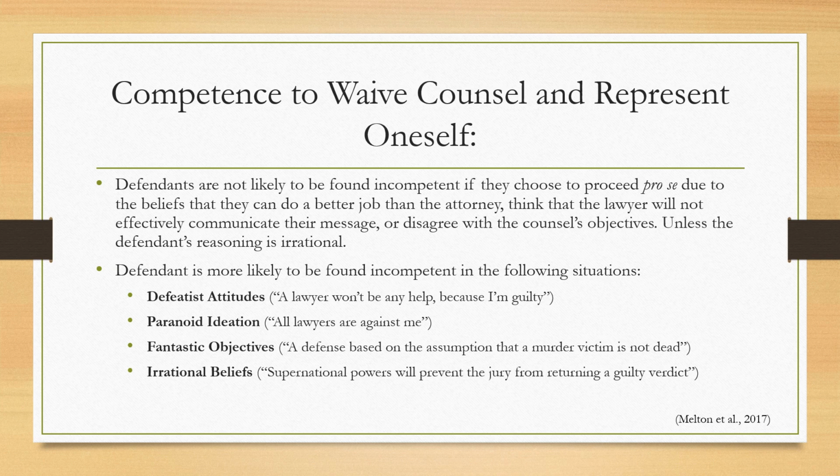On the other hand, examples of the defendant being found incompetent consist of defeatist attitudes, an example from the textbook being "a lawyer won't be able to help because I'm guilty"; paranoid ideation, an example being "all lawyers are against me"; as well as fantastic objectives, an example being a defense based on the assumption that a murder victim is not dead. And lastly, irrational beliefs, with an example from the textbook being "supernatural powers will prevent the jury from returning a guilty verdict."